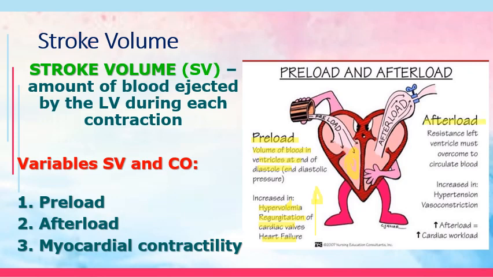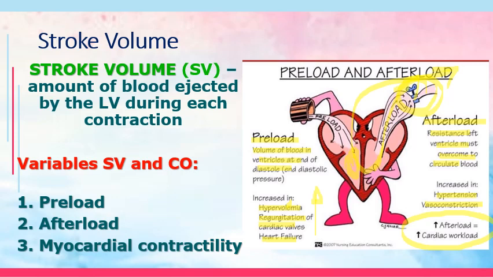Afterload. So it's the resistance that the ventricle must overcome to circulate blood. In this case, it is illustrated as the pressure in your aorta. Okay, so if there is vasoconstriction, if there is hypertension, meaning there is increased pressure in the systemic aspect, there will be an increased pressure that your heart needs to push in order for the blood to go out of the left ventricle and then to the respective organs and the periphery of the body. Okay, so again, an increase in the afterload is also an increase in your cardiac workload. Later on, if this cardiac workload continues to increase, it will result in heart failure.